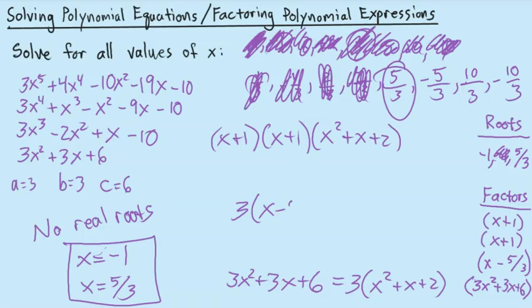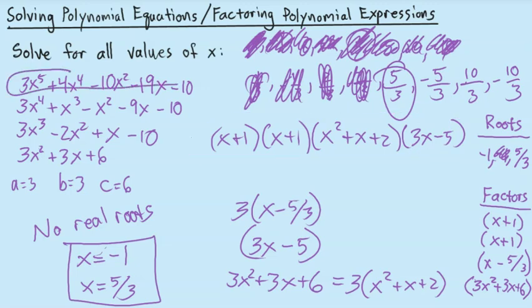3 times x minus 5/3. So this is going to become 3x. And then 3 times negative 5/3 is just minus 5. And so this is our last factor, 3x minus 5. And this is the factored form of the original polynomial that we started working with.